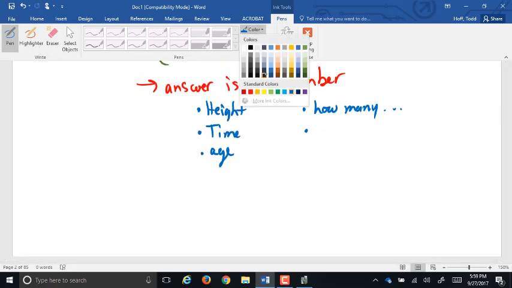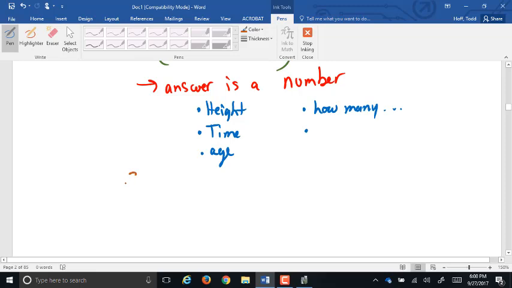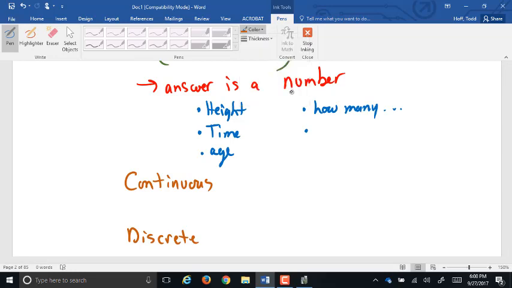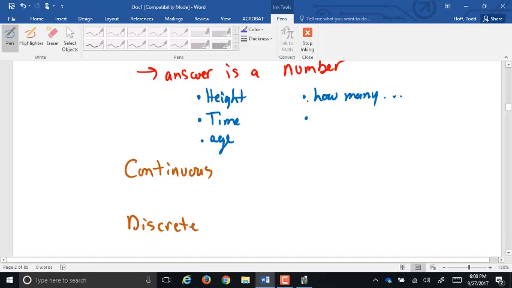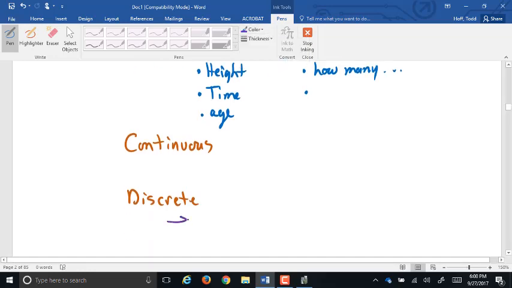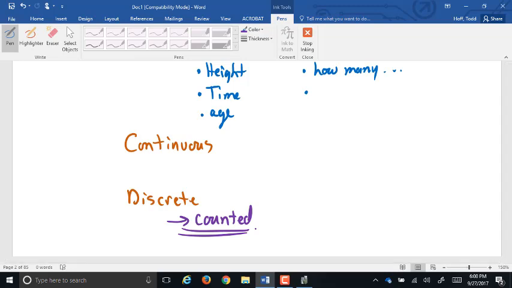There are two types of numerical variables. It's continuous and there is discrete. Now, I've heard a lot of definitions of these two types of variables before. The best definition I've heard, the easiest one to remember, is this one. Discrete are things that are counted. How many kids do you have? How many credits are you taking? How many cars do you own? Those are things you can count.